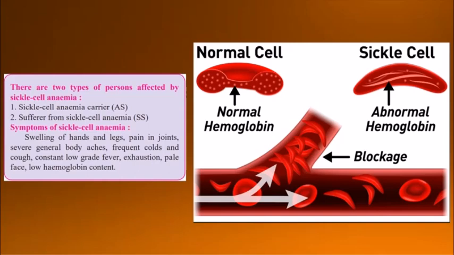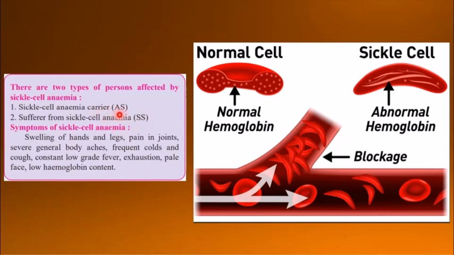Now, the symptoms of sickle cell anemia usually are swelling of the legs, pain in the hands and joints, and usually they get cough and cold, and always have a pale face, and also their hemoglobin count is very less. Now, there can be two types of persons affected by sickle cell anemia. One is the sickle cell anemia carrier. That means they carry a gene for sickle cell. They are called AS, that is the carrier. And another one is the sufferer. Those who are suffering from sickle cell anemia are capital S and capital S.